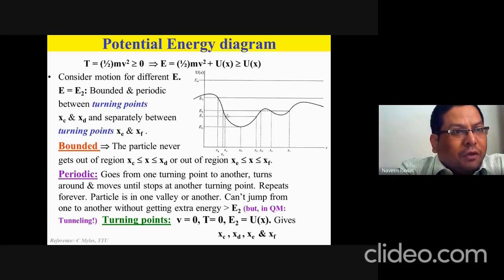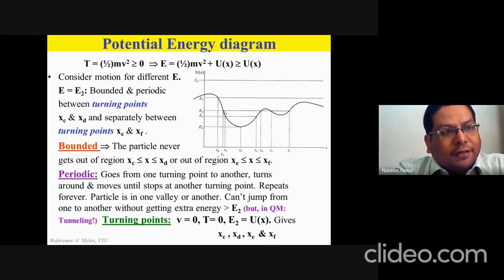If the particle is in this region, from xC to xD, it will have turning points, and it is going to be bounded and periodic if you don't provide it any extra energy. If you just let it go, it will just oscillate back and forth in this valley. It is never going to cross this hill. Only if you provide some extra energy can it cross this hill and go to the other side.